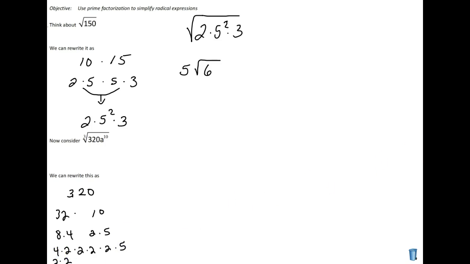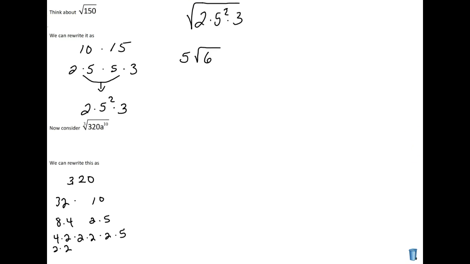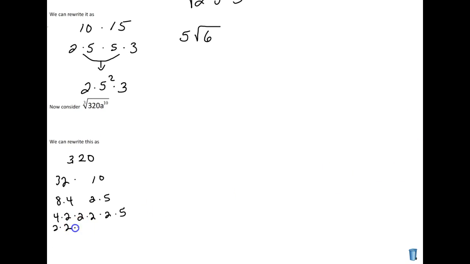Let me move down here just a little bit. So that's 2 times 2, and then I've got 1, 2, 3 more of them. 2 times 2 times 2 times 5. So 320 is really the same as 2 to the 5th power.